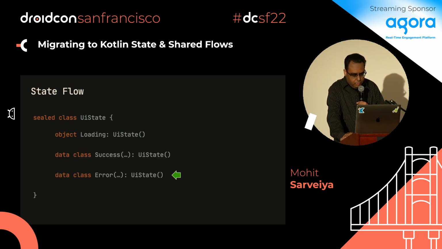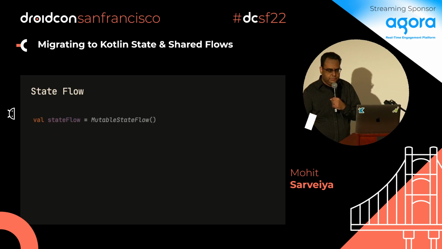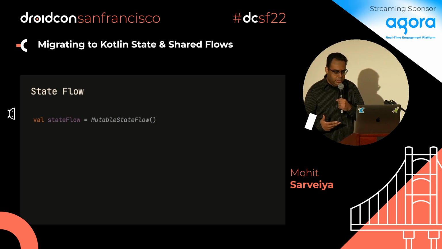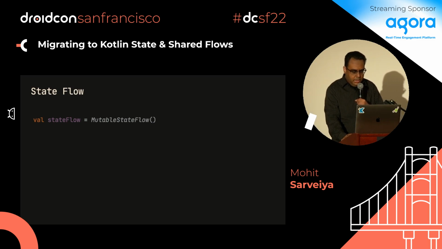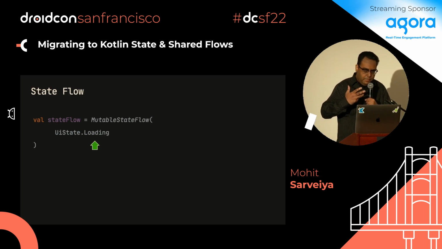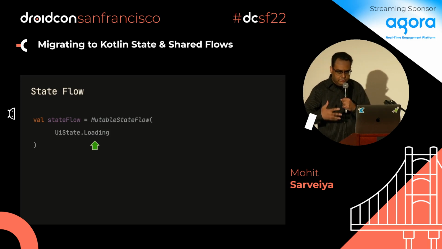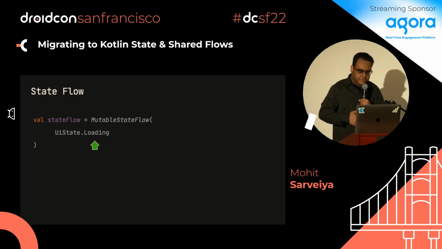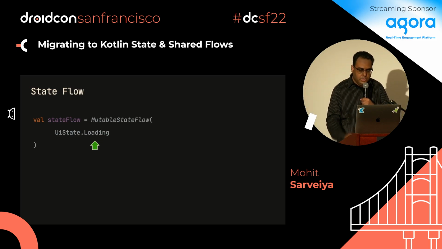The next step is to go in your view model. You could use Android X view model, and then you could manually create a state flow like this. A state flow requires a default value associated with it, in this case loading. For example, suppose you had a fragment that has a view model. The fragment starts up, the view model is instantiated, and the first thing that's going to emit is this default value of loading.